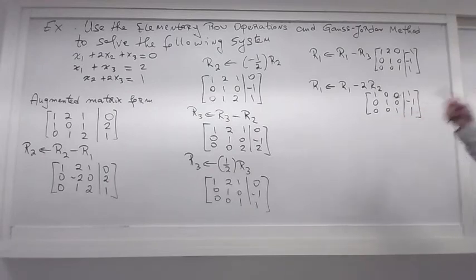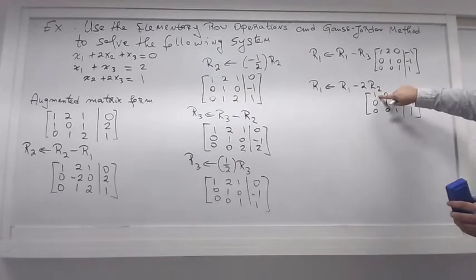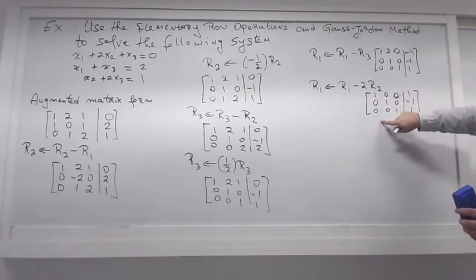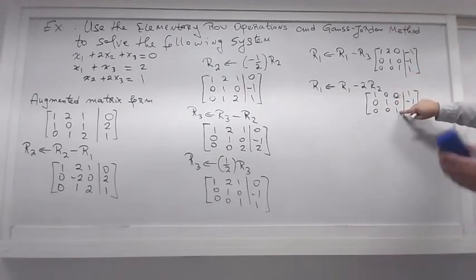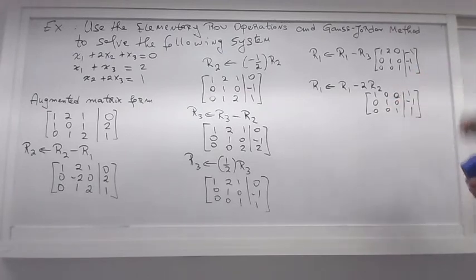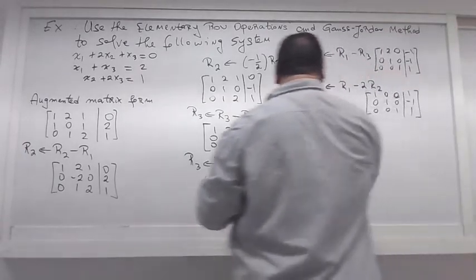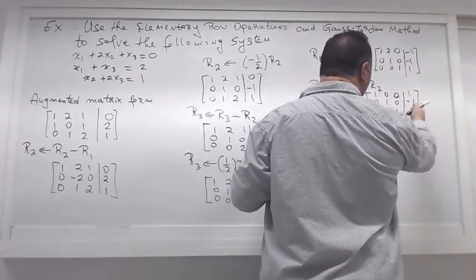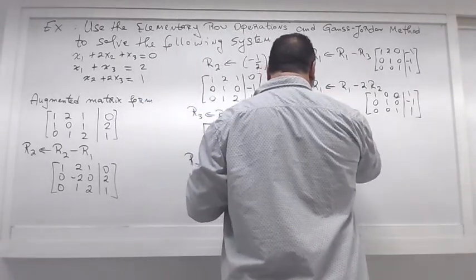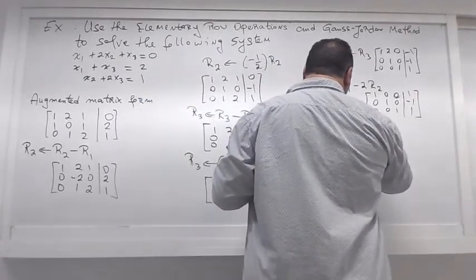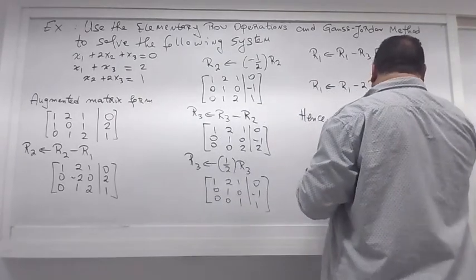Gaussian tells me when you get your reduced echelon form, stop. How do I know? Well, leading entry 1, zeros below and above. Leading entry 1, zeros below and above. Leading entry 1, zeros below, okay, nothing, and above. Cool, good job. So this means that x1 is 1, x2 is minus 1, and x3 is 1. So I have a unique solution.